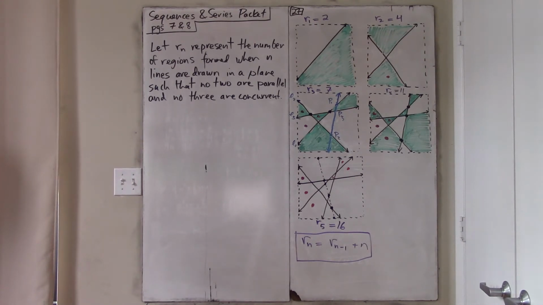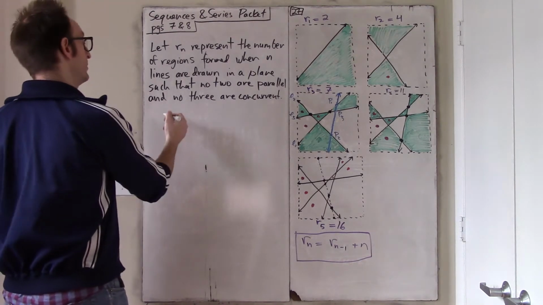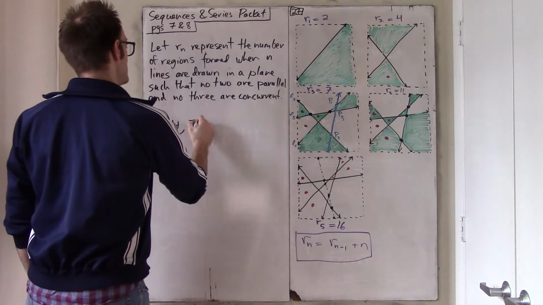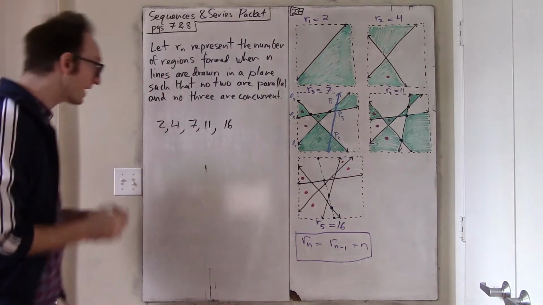I'll just say that it's also possible to give an explicit formula for this, because what does this thing look like? Well, what is this sequence anyway? It's 2, 4, 7, 11, 16, etc.